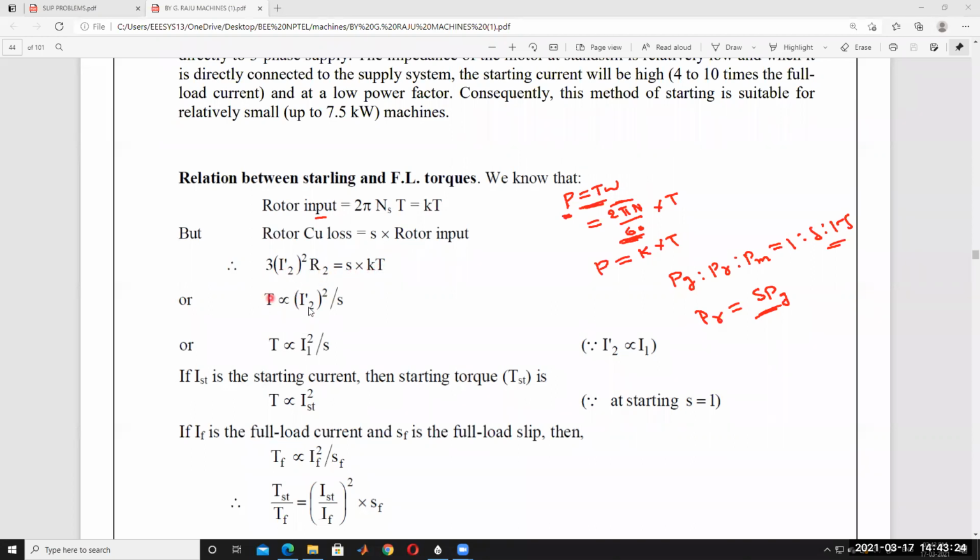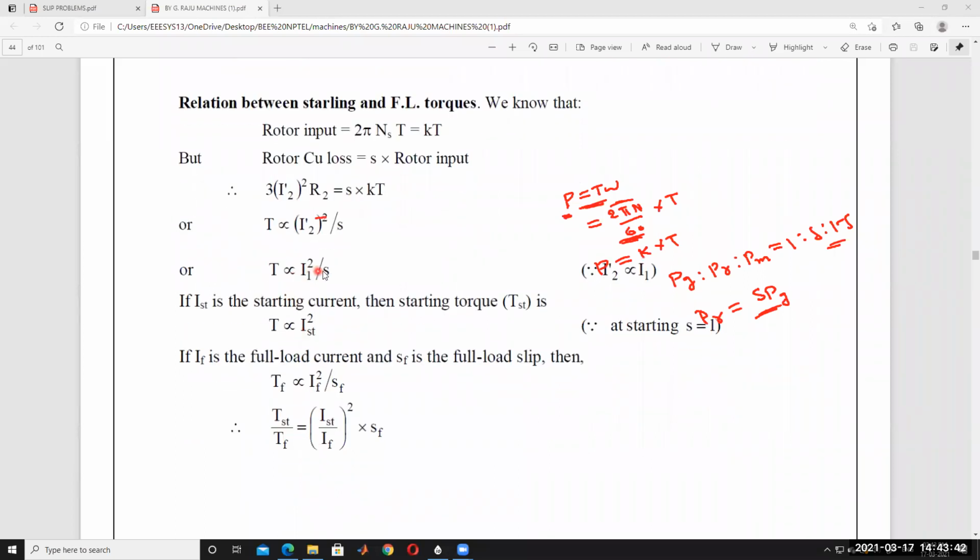So this is for the rotor. You know well, I2 dash is equal to I1, same as in a transformer: the primary current is proportional to the secondary current. Substituting I2 equal to I1, you get torque proportional to I1 square by S.